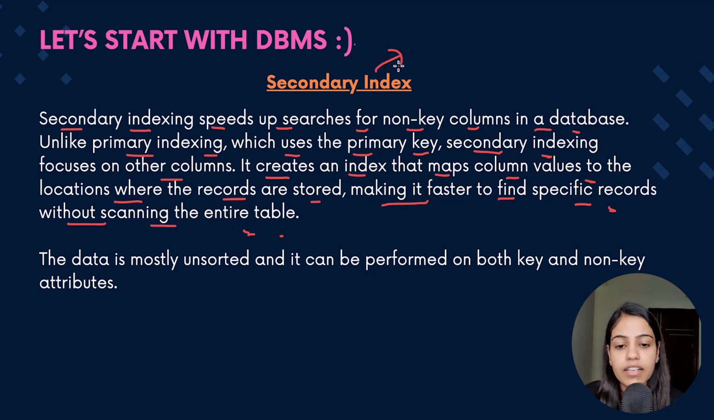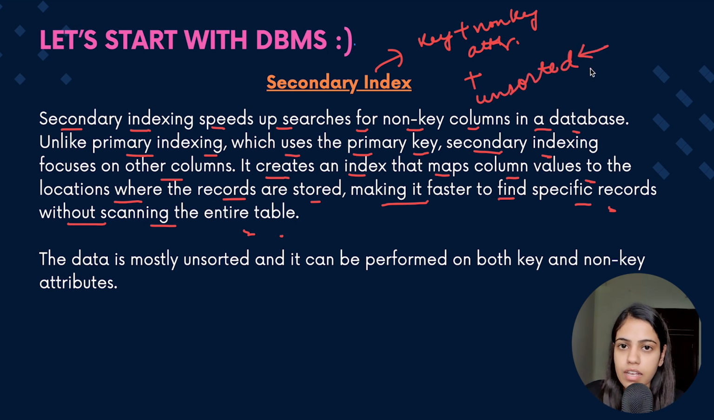Now in the secondary index we basically work on the key as well as the non-key attribute, and the data is always unsorted. So whenever we want to work on data which is unsorted, and it can be either a key or non-key attribute, we use the secondary index. The data is mostly unsorted and it can be performed on both key and non-key attributes.